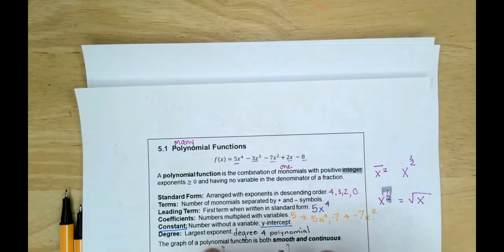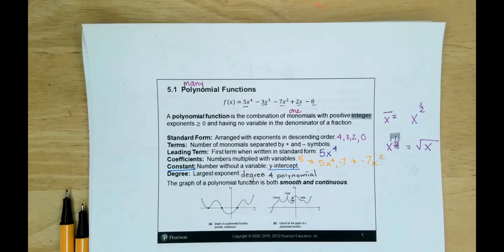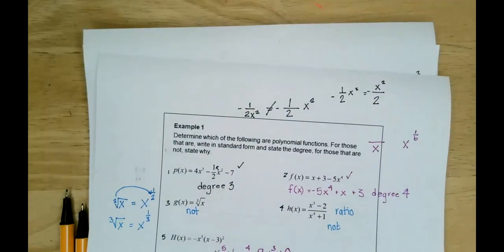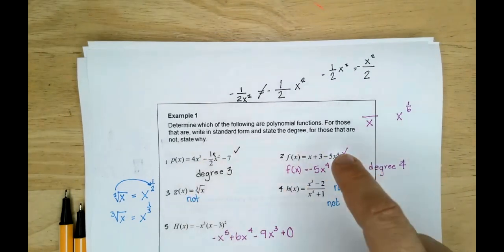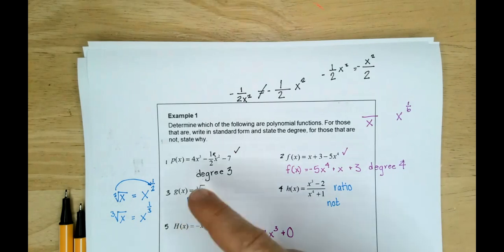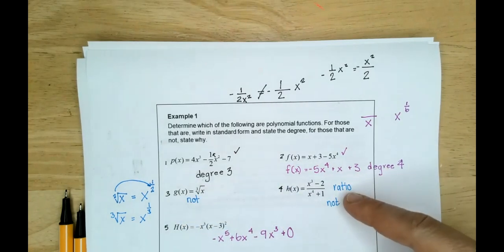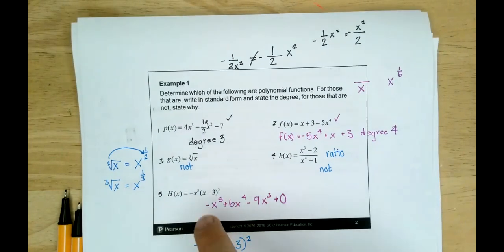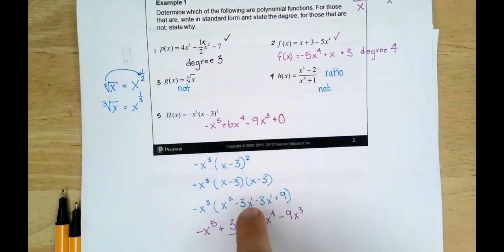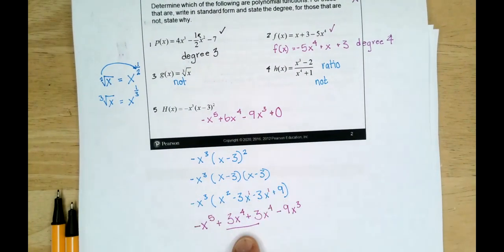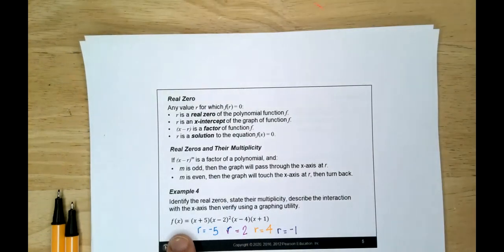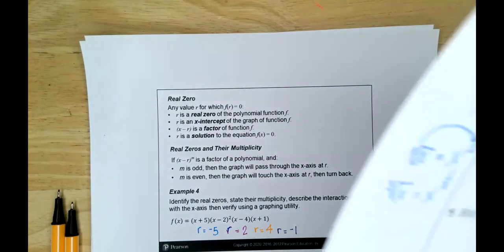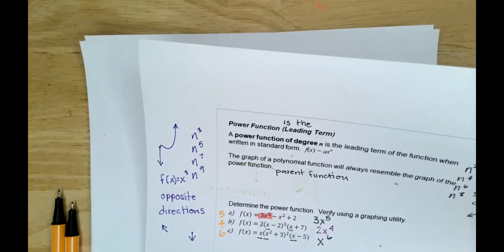Good? The graph should be smooth and continuous. Sorry, you couldn't see that part. We decided this is a polynomial function. This is a polynomial function. This is not a polynomial function. This is not a polynomial function. This is a polynomial function, but it's not in standard form. We then used algebra skills to get it into standard form. Good. So down here, we're looking at not standard form, but it's still a polynomial, right? It hasn't broken any of the rules.